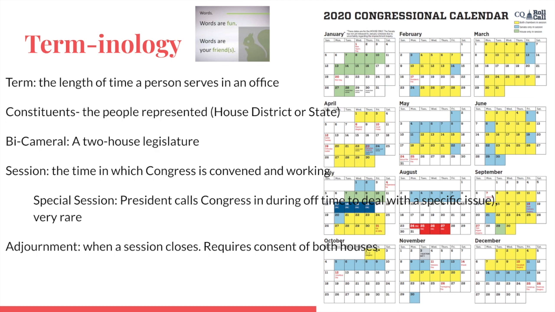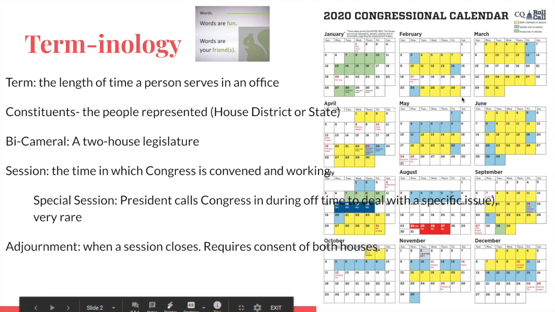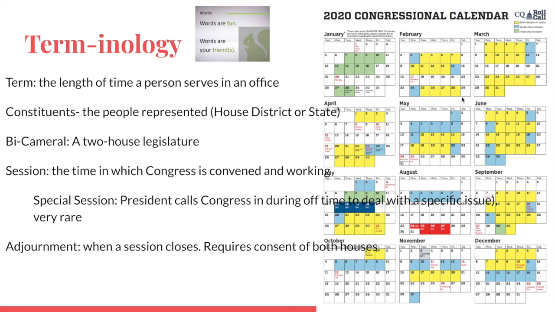Whereas representatives are going to go home on all of these Fridays that we see here because they need to be back for long weekends. It's the same reason that they're gone on Mondays a lot, so they can be back campaigning and meeting with their constituents.